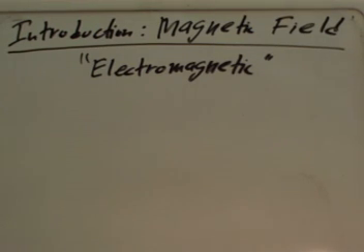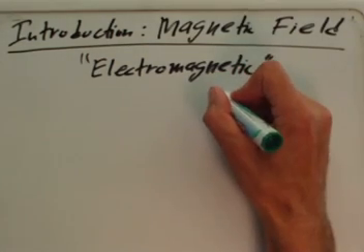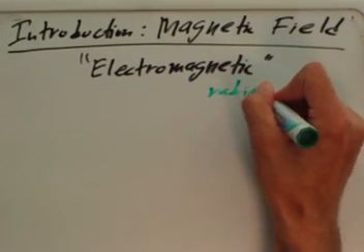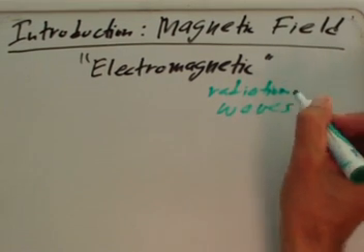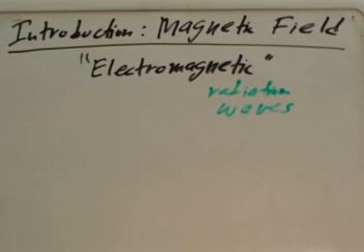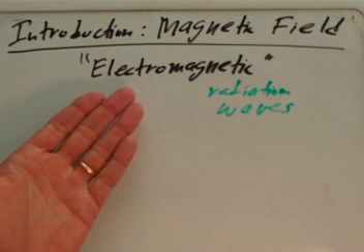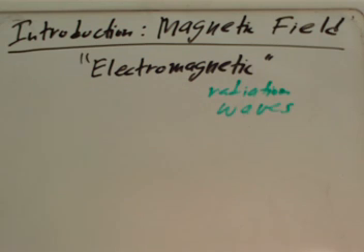In this video here, we're going to look at an introduction to something called the magnetic field. By way of introduction, we're going to throw a word out there, which is electromagnetic. Maybe you've heard this word before in terms of electromagnetic radiation or electromagnetic waves. It turns out that the wireless world we live in with cell phones and routers and things like that all work on the principles of electromagnetic radiation or electromagnetic waves.